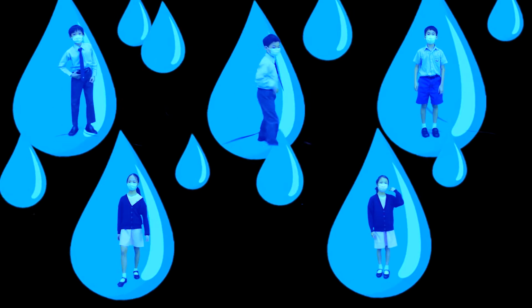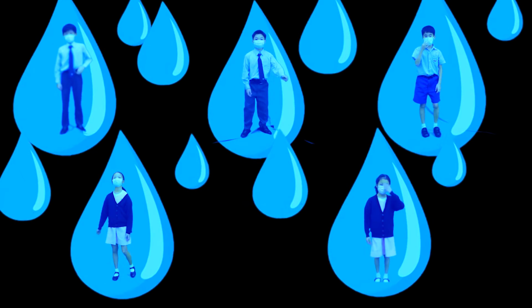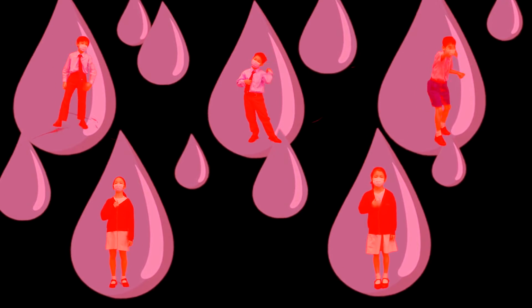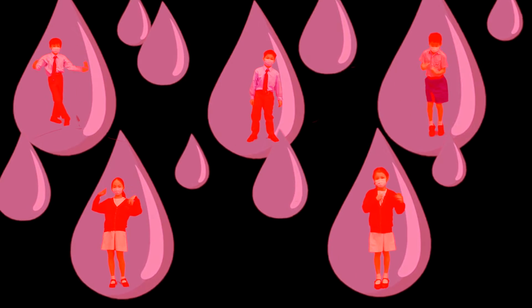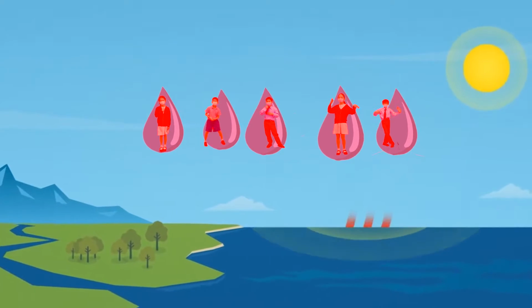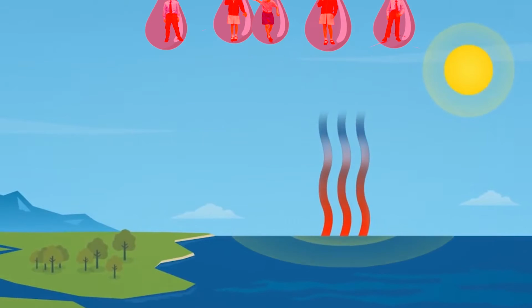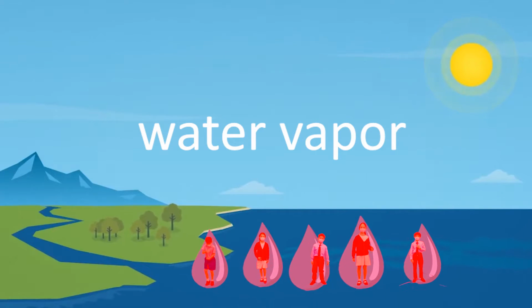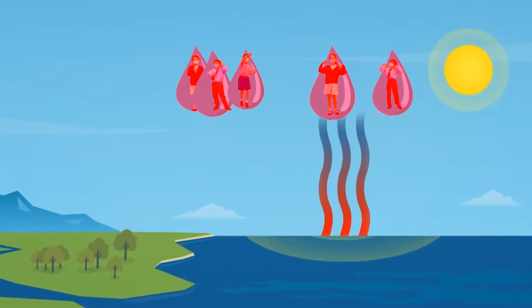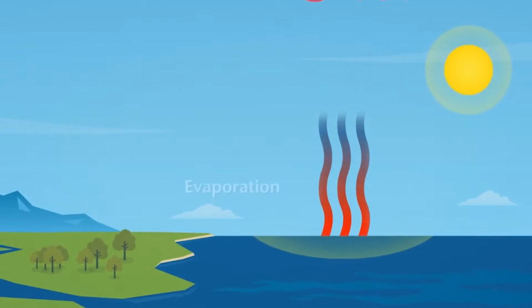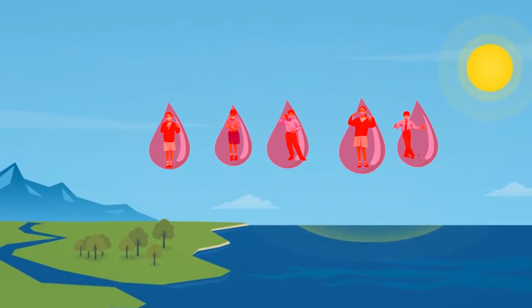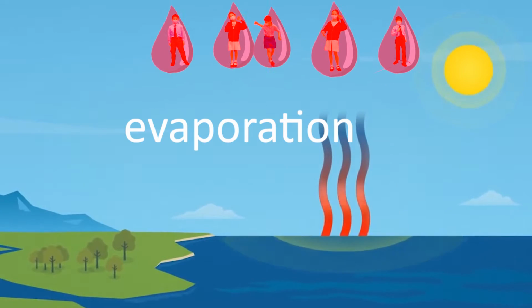Water is a liquid. When the sun shines on water, do you know what happens? The water will get energy from the sun and become hot. When water gets hot, it will turn into a gas. This gas is called water vapor. Water vapor is lighter than water, so it will go up, up, up into the sky. When water turns into water vapor, this is called evaporation.